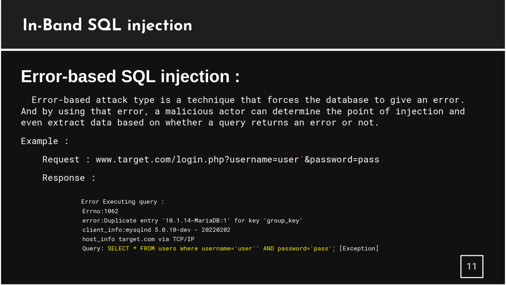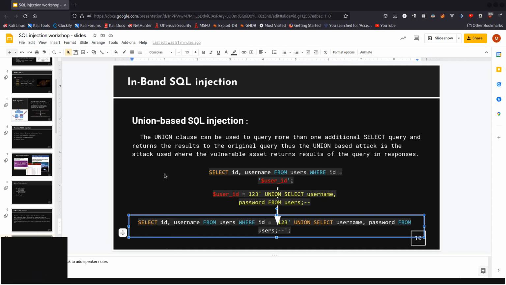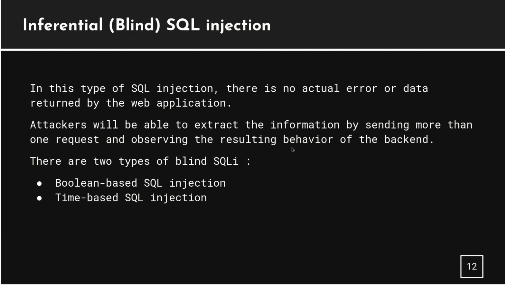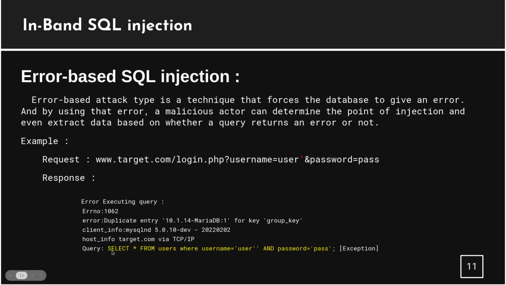So in this example here, we suppose there is a login function on this website, target.com, and we pass user quote, mind the quote here that's highlighted in red if that's apparent enough, and for the password, just specify any kind of password, pass. Because we're adding that single quote here, note that the query looks just like this. Select everything from users where username is equal to quote user quote quote.